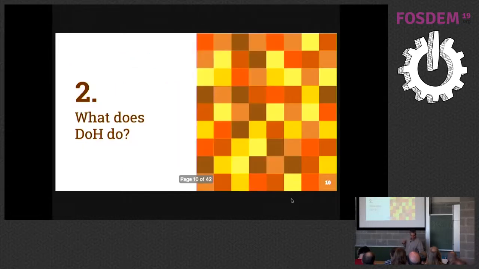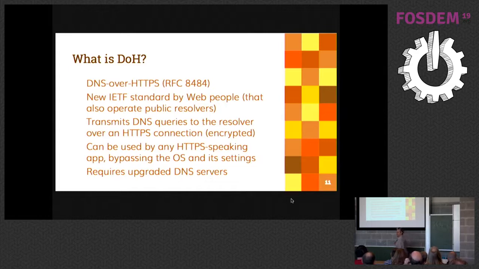So what's happening with DoH? Well, first of all, what is DoH? I guess everyone more or less knows, but, well, it's a new RFC, so it's a new standard by the IETF, RFC 8484. It's been mostly promoted by web people and people that also, some of these companies also operate or are starting to operate the public resolvers. And the big feature is that your DNS queries are now traveling over HTTPS. So they are not anymore traveling with the traditional bytecode.